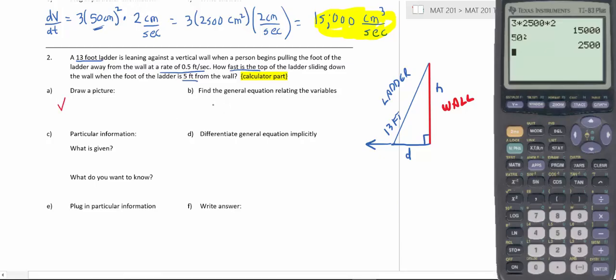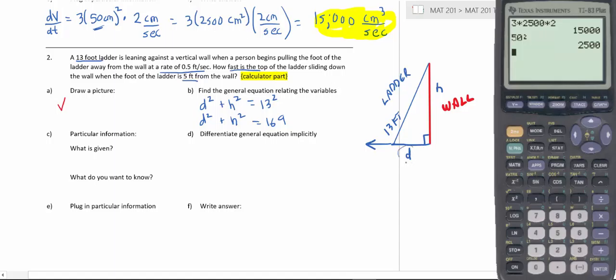Now we're going to relate the variables. These relate by the Pythagorean Theorem, so it would be d squared plus h squared, the legs of the triangle, is equal to 13 squared. We can work that out, and you would have d squared plus h squared is equal to 169 if you square that. That takes care of our general equation that we're going to differentiate implicitly. Now, what were we given? Yes, we have a 13-foot ladder, but that's already built into our equation. We did have a rate of how he's pulling the foot of the ladder away from the wall.